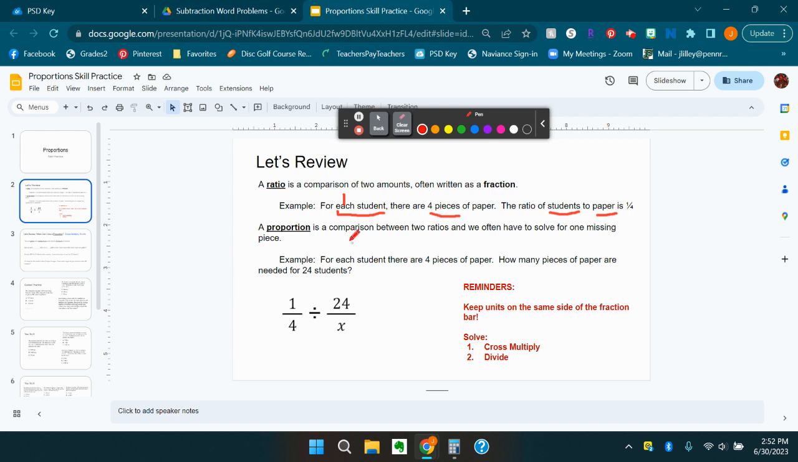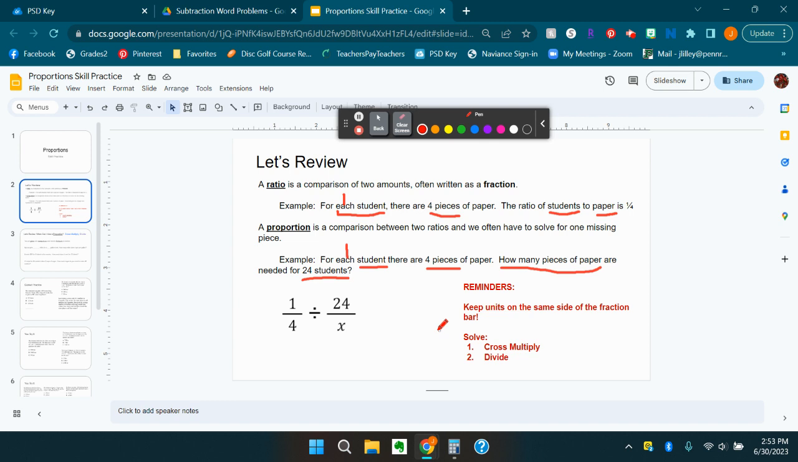A proportion is when we have two ratios, but usually a piece of one of them is missing and we are supposed to be finding it. So for example, for each one student, there are 4 pieces of paper. How many pieces of paper, that's the piece I need to find, are needed for 24 students? So if I know that for an activity, every kid in my class is going to need 4 pieces of paper, and I have 24 kids in my class, I should find out how many pieces of paper I'm going to need altogether to make sure I have enough, right?